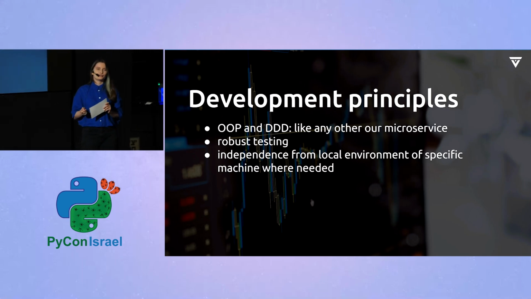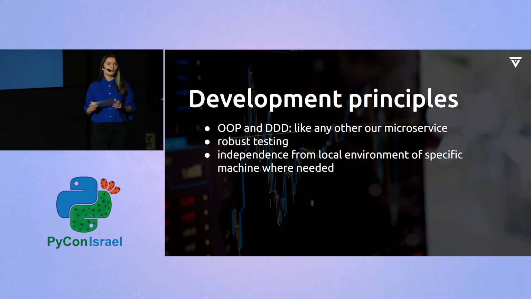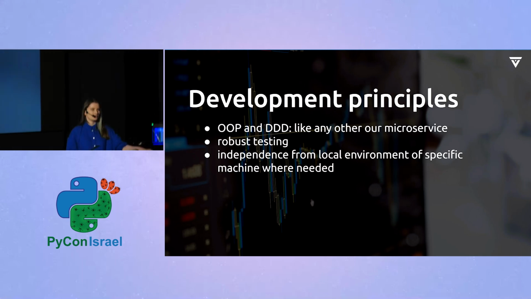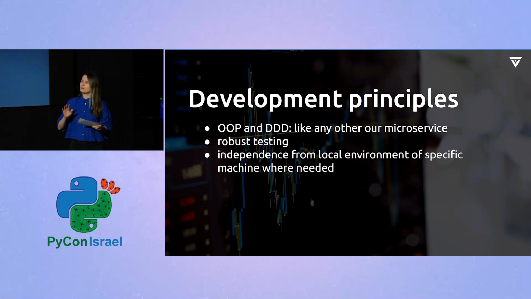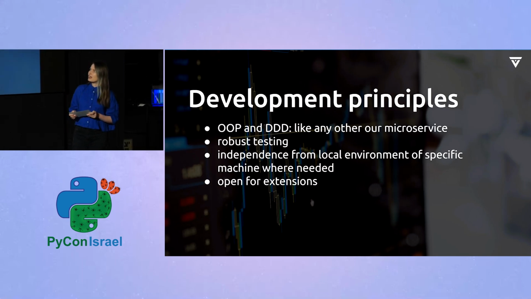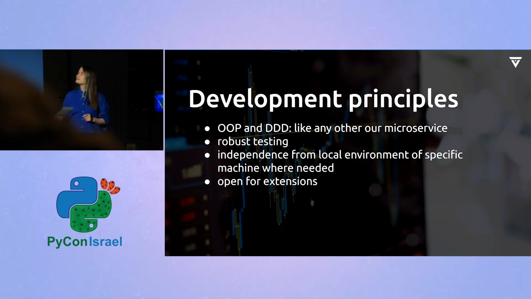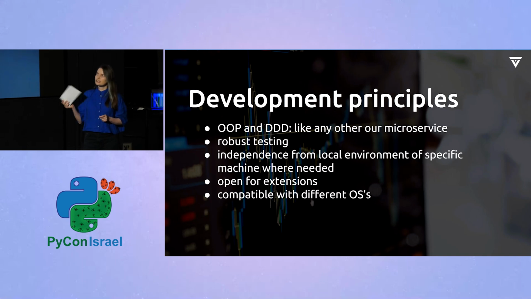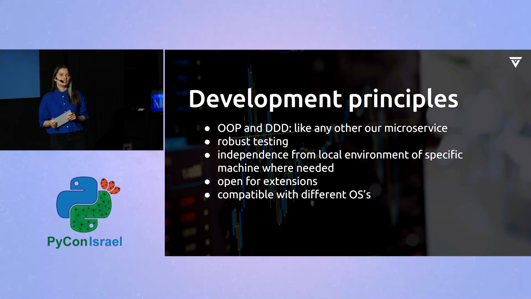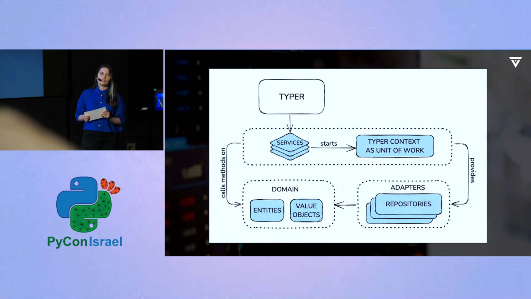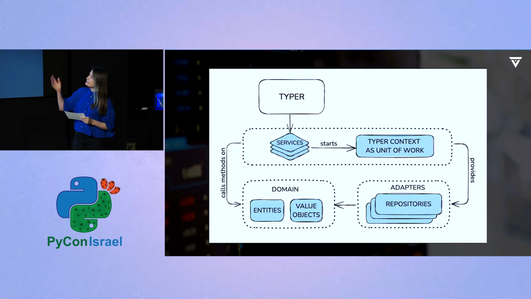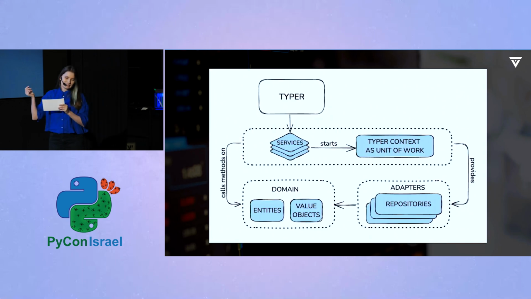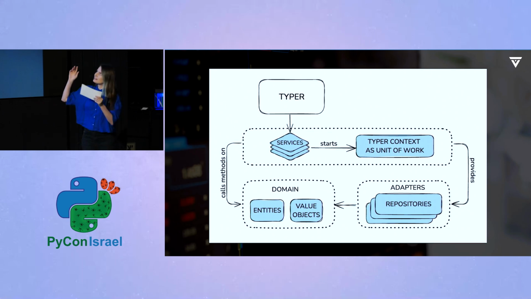It should be independent from the local machine when needed, so you are not bound to the versions of the libraries installed on your local machine. You can play with them, not everywhere, but when needed, without any exaggerations. It should be open for extensions. We talked about that a lot already, I feel. And it should be compatible with different operating systems, because our developers use macOS, Windows, Linux, the whole zoo of different OSs.